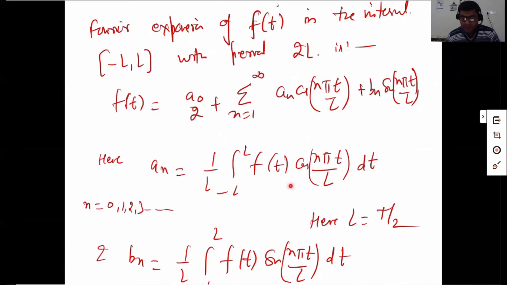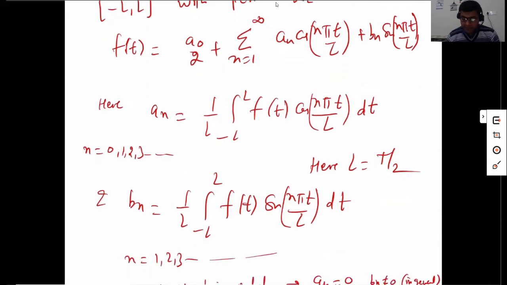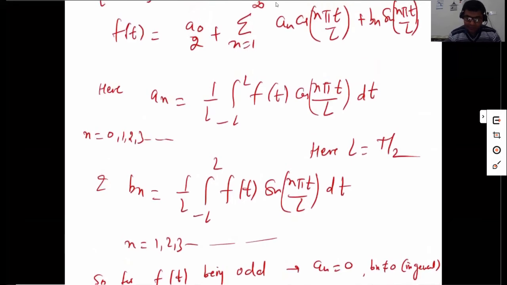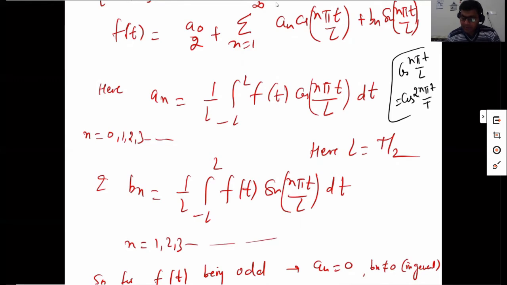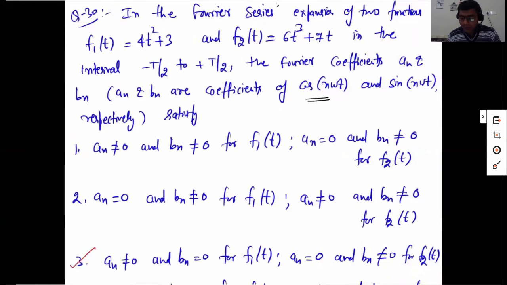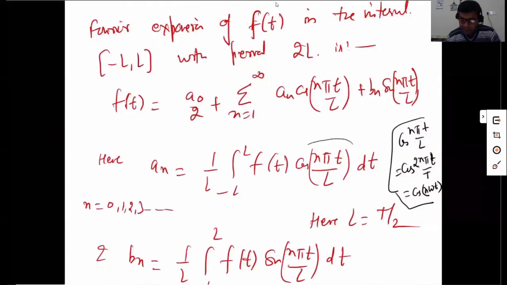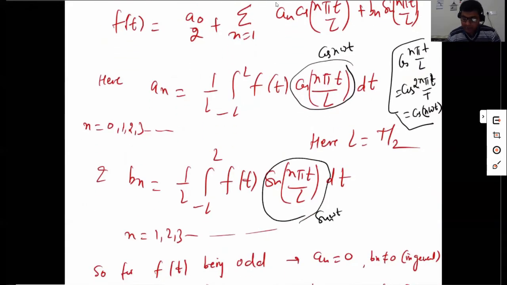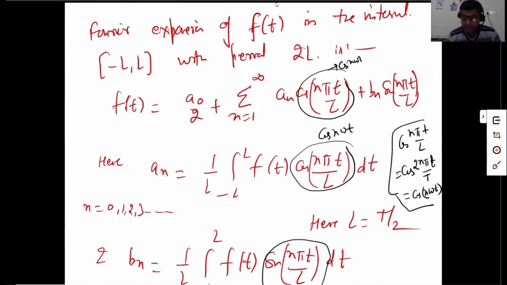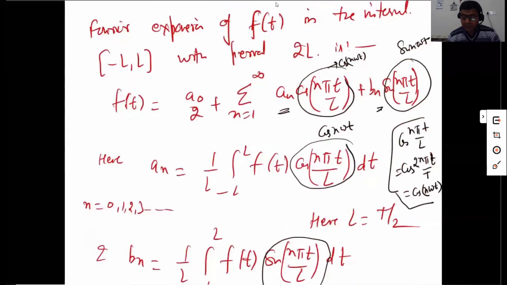So f(t) cos n pi t by L. Here t is t, but L is capital T by 2. If I put capital T by 2 here, cos n pi t by L will be cos n pi t over capital T by 2, and 2 pi by T is nothing but omega. So I can write it as cos n omega t. This was asked in the question: a n and b n are the coefficients of cos n omega t and sine n omega t. So this here is cos n omega t, and similarly here I can write sine n omega t. Similarly, in here also, this can be written as cos n omega t and this as sine n omega t. So basically, we have to find these coefficients a and b, which are the coefficients of cos n omega t and sine n omega t respectively.